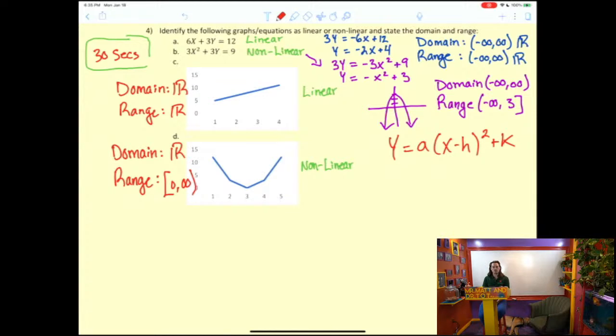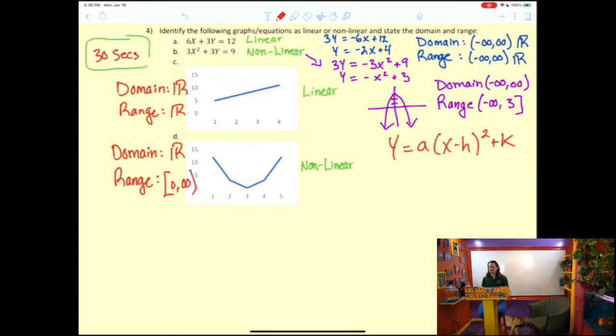H is your horizontal shift, or the x-coordinate of the vertex. And k is your vertical shift, or in other words, the y-coordinate of your vertex. So here, when we look at the equation in simplified form, y is equal to negative x squared plus 3, you can see that there's no horizontal shift and there's a vertical shift of +3. However, there is a flip around the x-axis, so we're opening downward, and our vertex is at 0, 3. So that's how I made a rough sketch here.